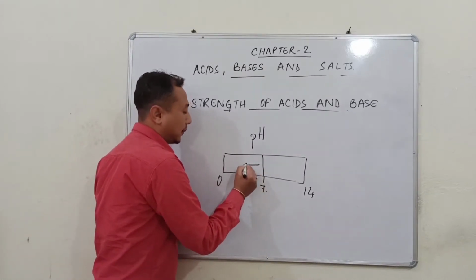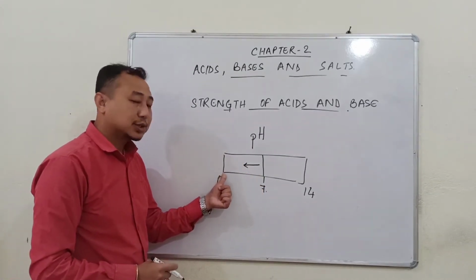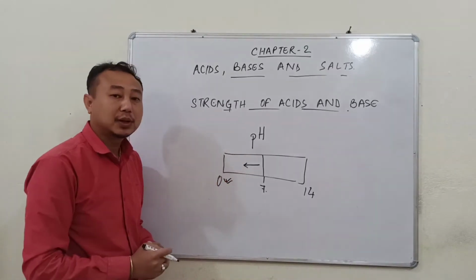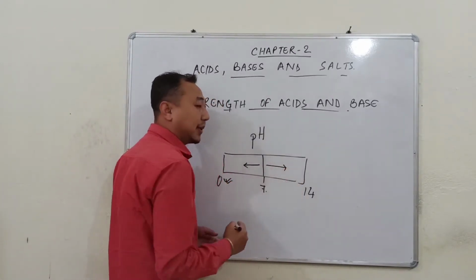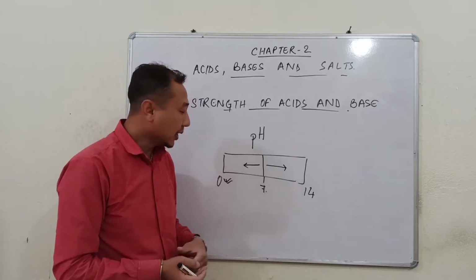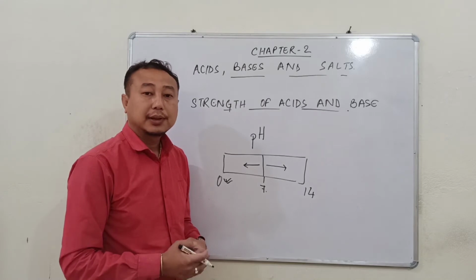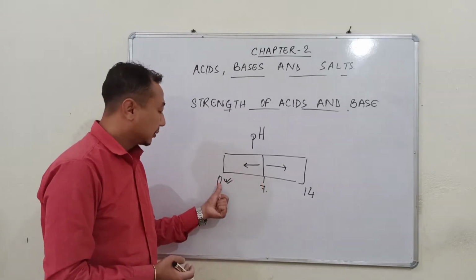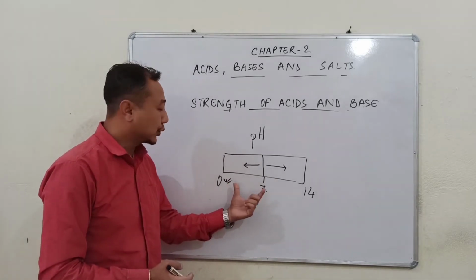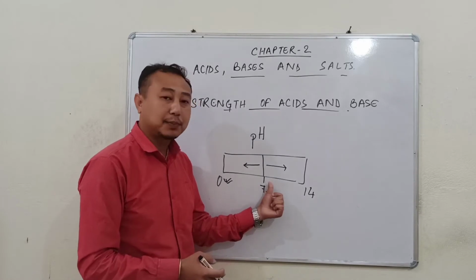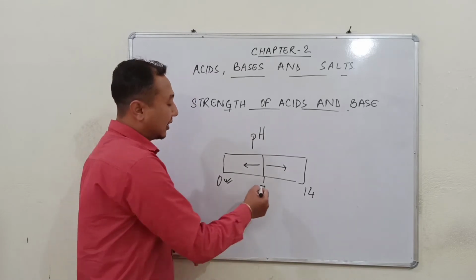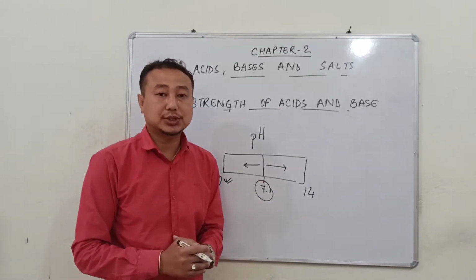With the decrease in the pH, the strength of the acid increases. So the strongest acid has a pH of 0. And with the increase in the pH, the basic nature of the substance increases. That means the acids have a pH ranging between 0 to 7, while the bases have a pH more than 7, or we can say that it is between 7 to 14. While the pH 7 is for the neutral substances.